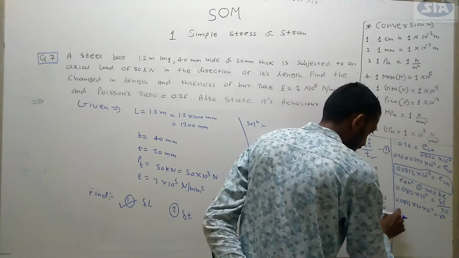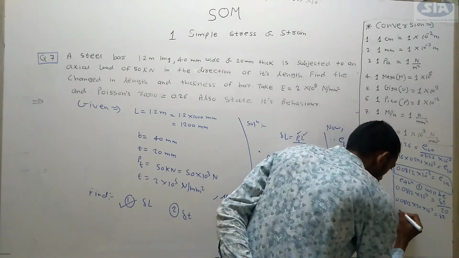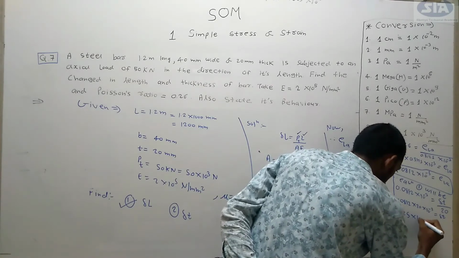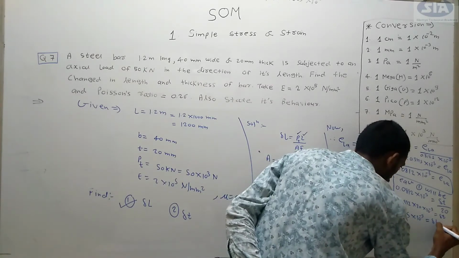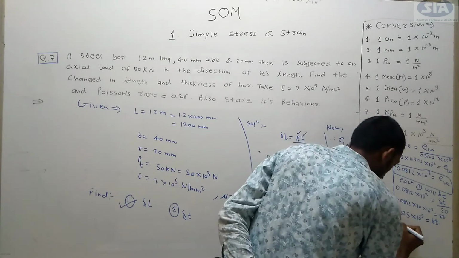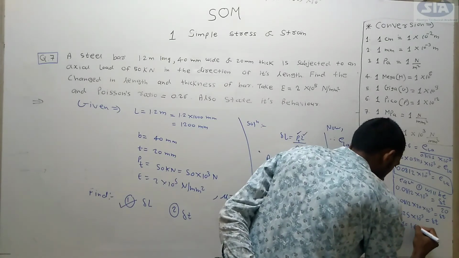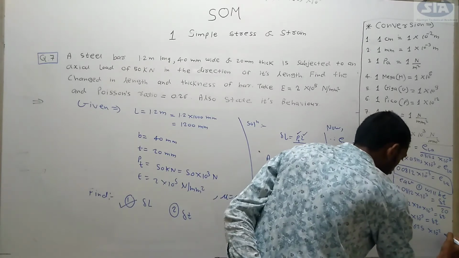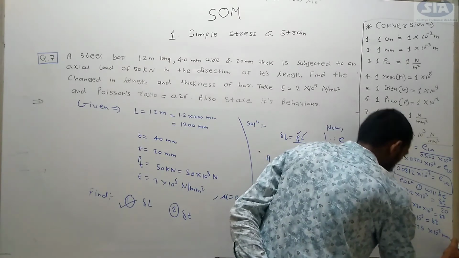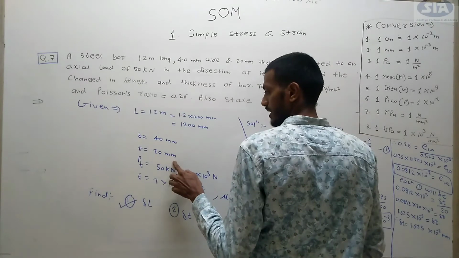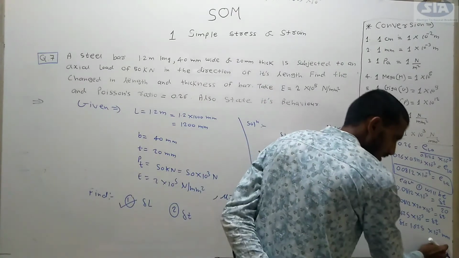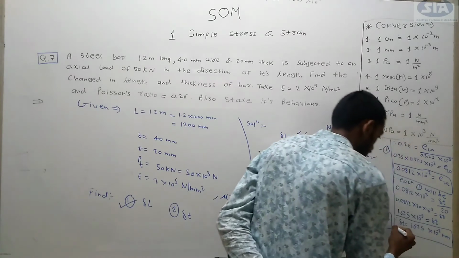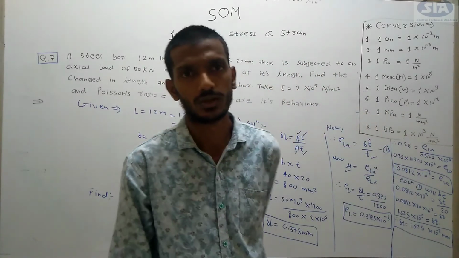Now after the multiplication of all these terms, you will get 1.625 into 10 raised to minus 3, which is equal to delta T. Therefore, the final answer of change in thickness is 1.625 into 10 raised to minus 3. The unit of delta T is mm, because the original thickness is in mm, hence the change in thickness is also in mm. So this is the final answer we get. Thank you.